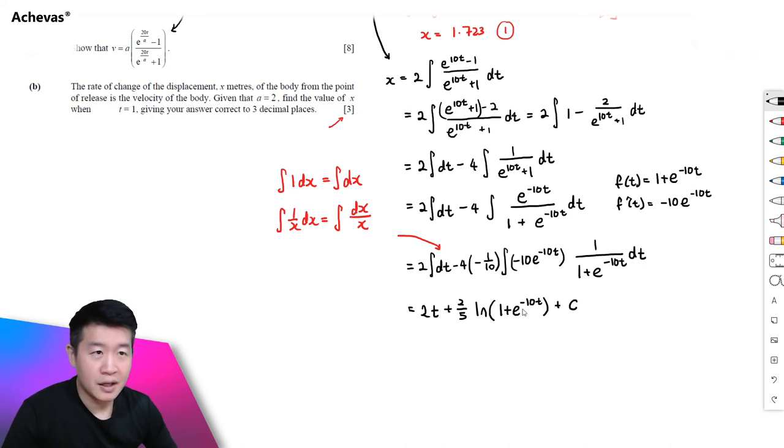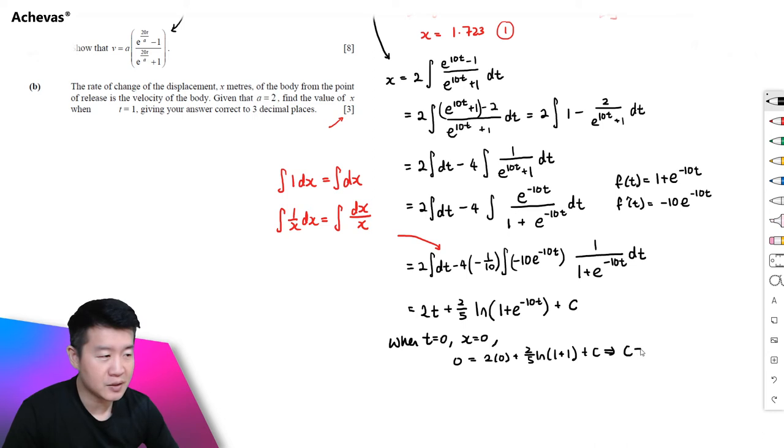Okay, so I have this, and I'm going to make use of the fact that the body is released. X is the value when the body is being released. So I know when t is equal to 0, x is equal to 0. So if I substitute in 0, it's going to be equal to 2 times 0 plus 2 over 5 ln 1 plus e to the power of 0, which is 1, plus c. This tells me that c is equal to minus 2 over 5 ln 2.